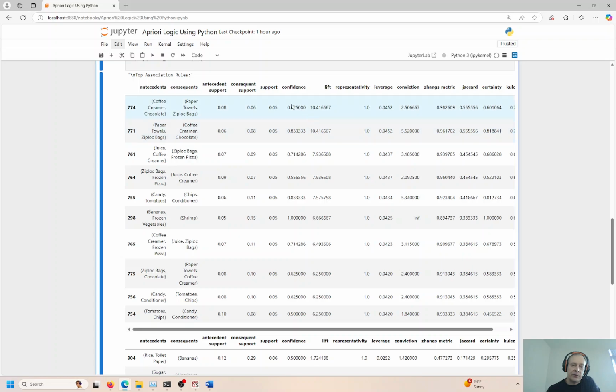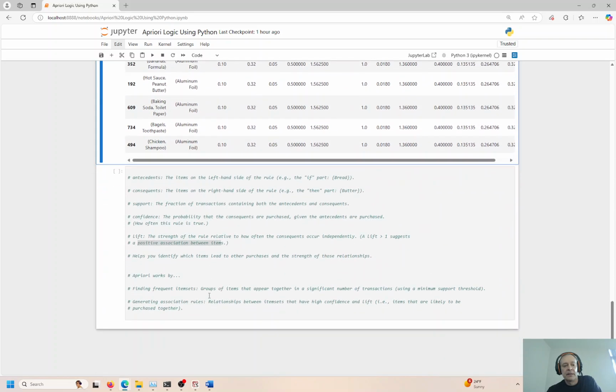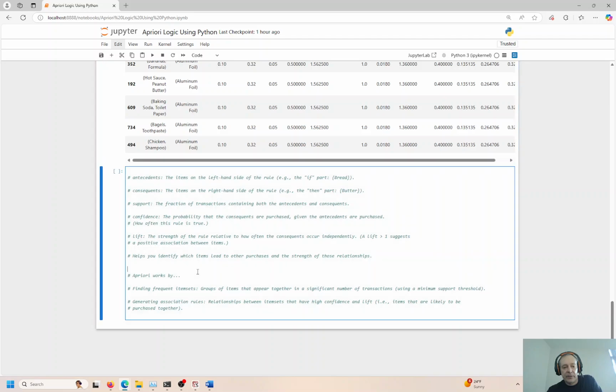But these have the stronger relationships, right? So this is 10, this is 10. So anything greater than one is going to have a relationship. This is 10 times as strong as a one. This is 7 times. This is down 625 times stronger. Okay, tomatoes and chips. This is the if, and then this is the then. Candy and conditioner. Okay, and then it helps you identify which items lead to other purchases.